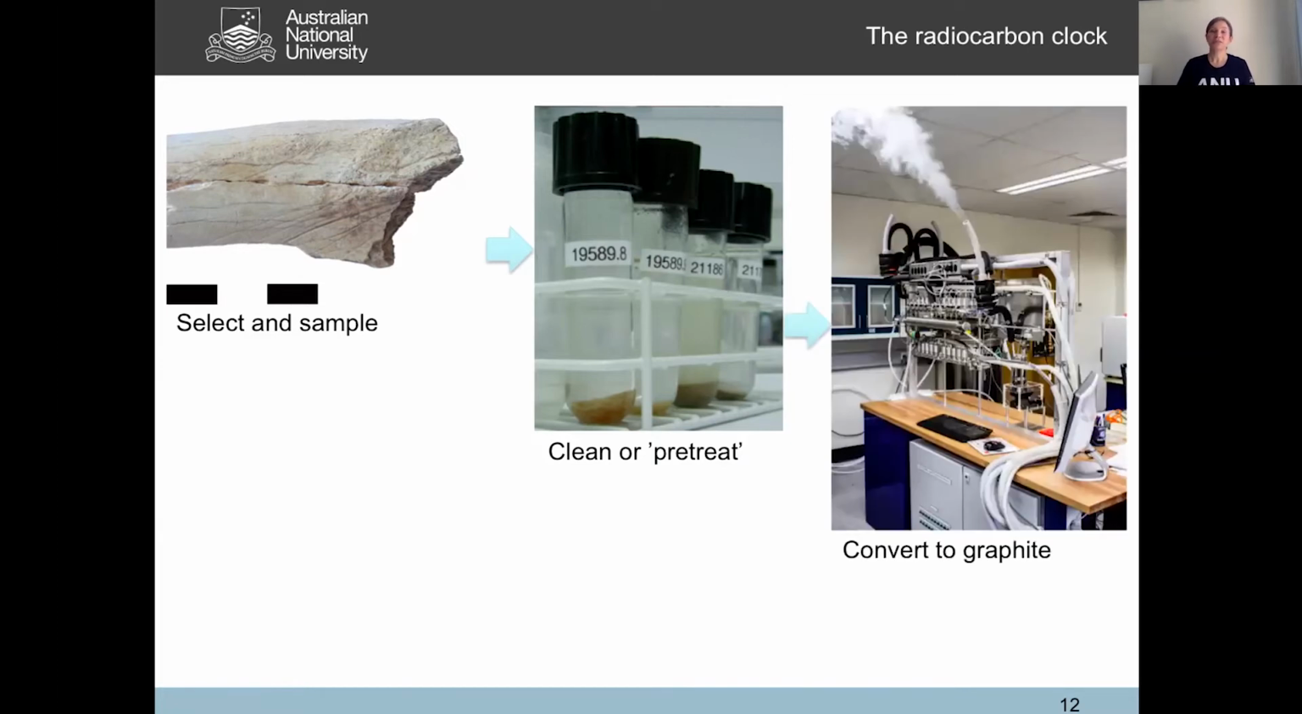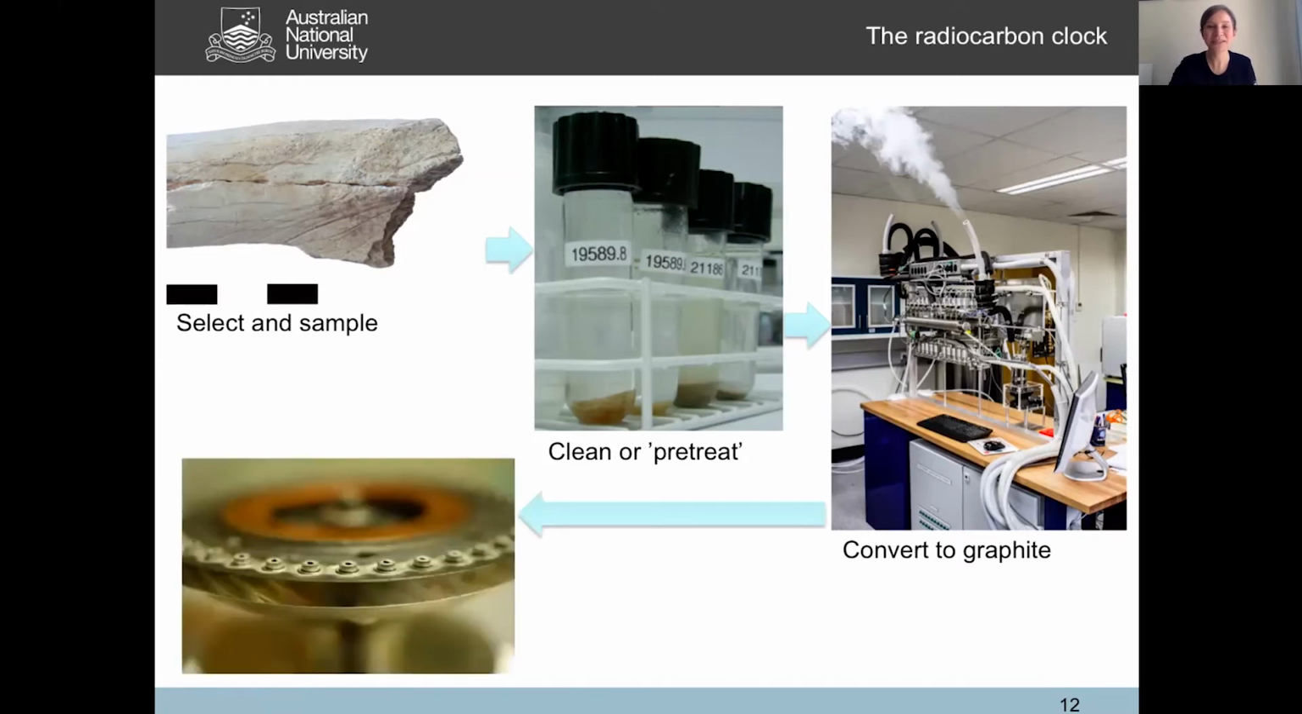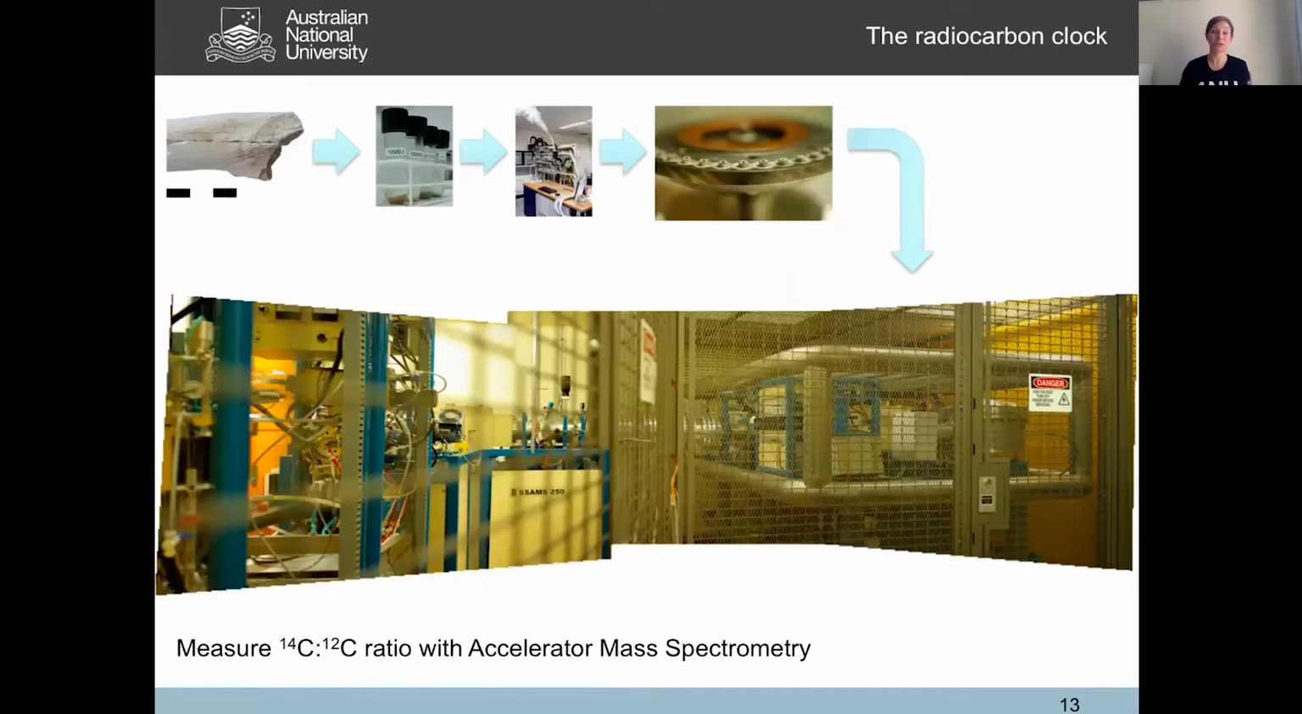We then need to convert it into graphite. So this is converting it into a form where we can measure the carbon-14 to carbon-12 ratio. This is a piece of equipment that Stuart built, and it's a really fun process. We use lots of liquid nitrogen and dry ice and vacuum pumps. And that's what we're left with at the end here. These are our cathodes or targets, and that little black spot in there is where the graphite is. From about 1 gram of bone, we're left with less than 1 milligram of pure carbon, which goes into the accelerator mass spectrometer.